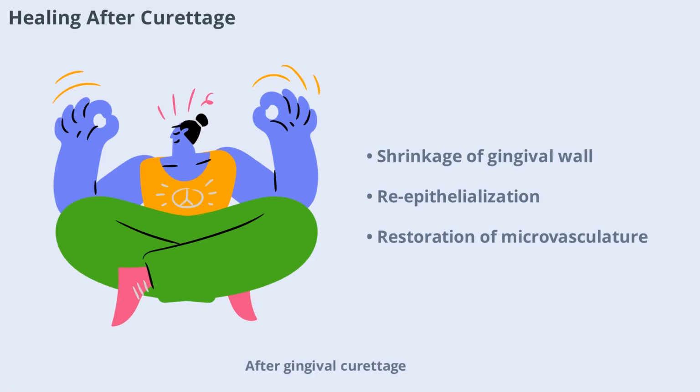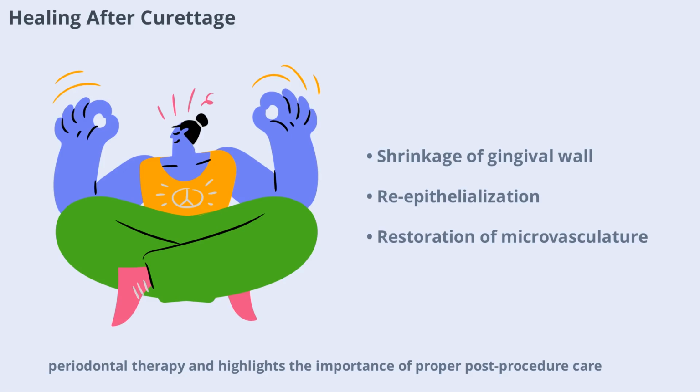After gingival curettage, the gingival wall shrinks as the inflammatory infiltrate resolves and tissue fluid drains away. The exposed connective tissue begins to re-epithelialize, forming a new lamina propria, sulcular lining, and epithelial attachment. Over time, the microvascular quality of the tissue is restored, leading to healthier gums. This healing process is essential for the long-term success of periodontal therapy and highlights the importance of proper post-procedure care.